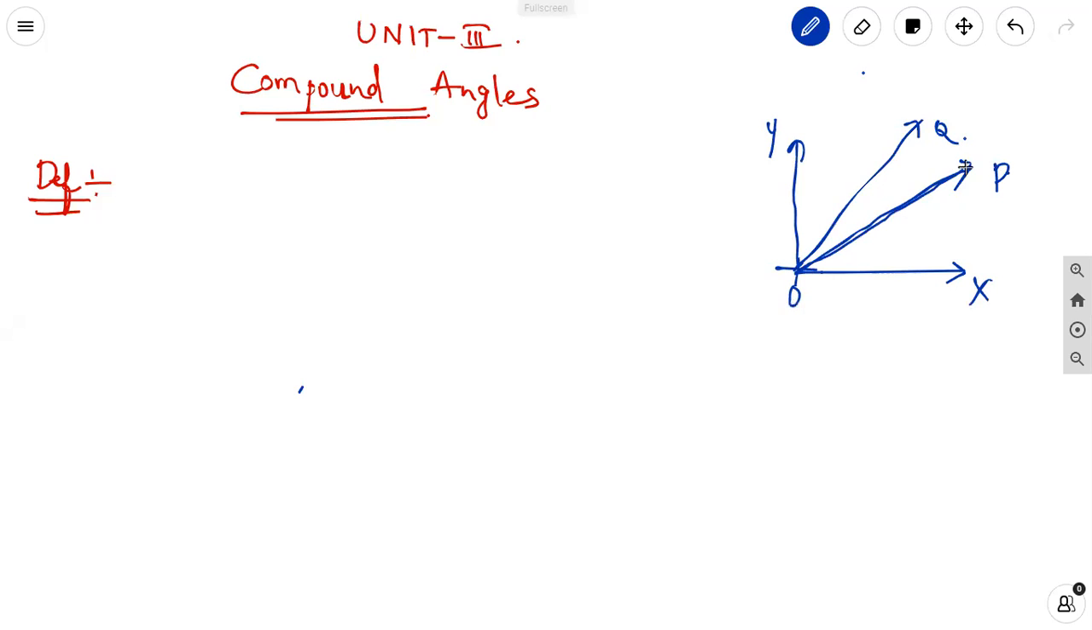If this OP ray is making an angle with the x-axis, let it be A, and the OQ ray is making an angle with the x-axis, let it be B. Now, compound angles means the sum or difference of any two angles; that is nothing but a compound angle. So we can take it as the definition of the compound angle.